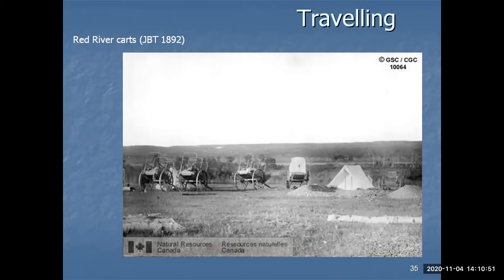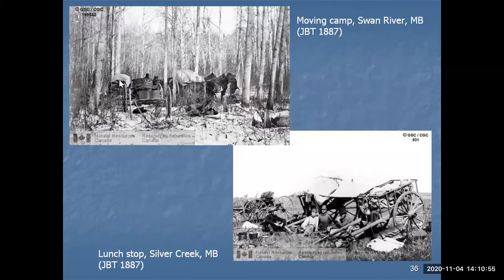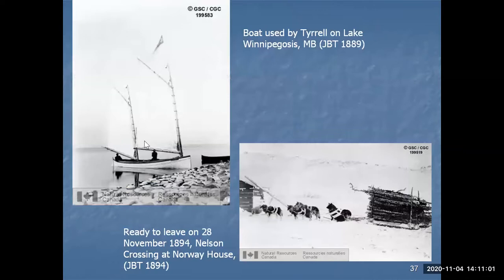So the Red River carts that were used, you've got moving through the forests and stopping for lunch with these. All of these pictures were taken by Tyrrell. This was an example of a boat rigged with various sails that he could get around Lake Winnipegosis in Manitoba. And this one I thought was quite interesting because it was a dog sled that he had as he was leaving Norway House on the Hudson's Bay region.